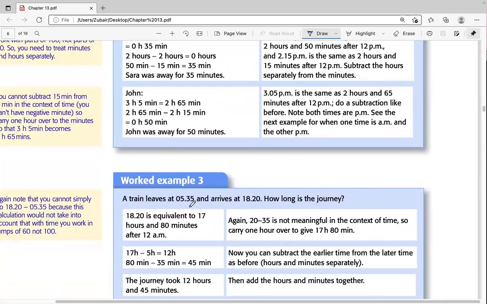A train leaves at 5:35 and arrives at 18:20. How long is the journey? So we can just use the calculator. We need to show the working and we'll make sure with the calculator. So now this is 17 and 60 goes over there. That makes it 80. 80 minus 35 is 45 and 17 minus 5 is 12. So 12:45. I'm using the calculator: 18:20 minus 5:35 is 12:45.